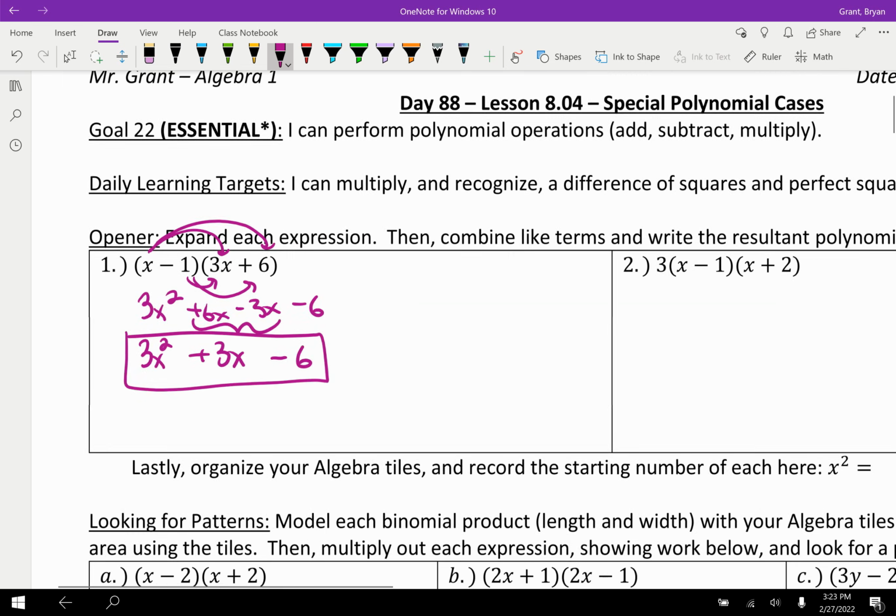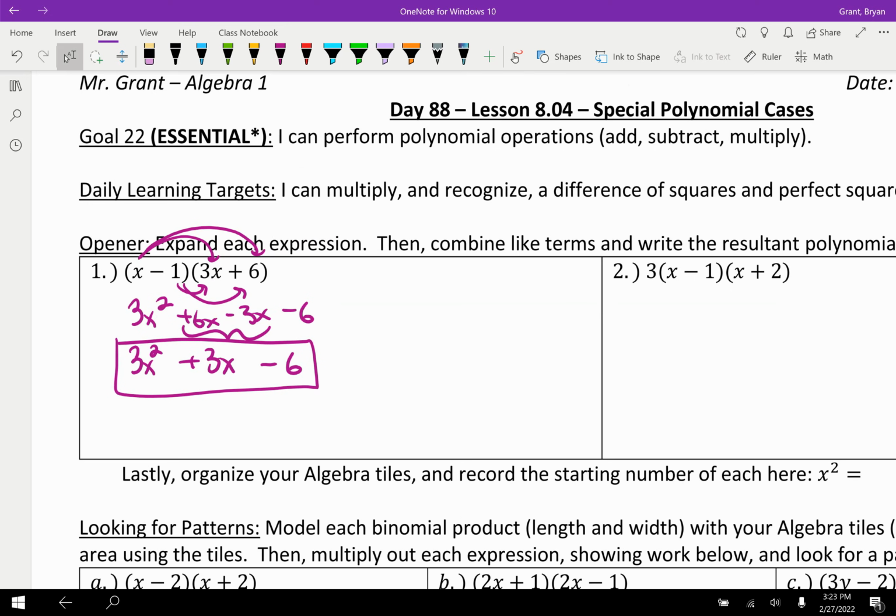All right, let's go ahead and try this next one. Now, this next one, you have a couple options. Option 1 is you could multiply these two together. Option 2 is you could multiply those two together. Or even option 3 is you could multiply these two together.